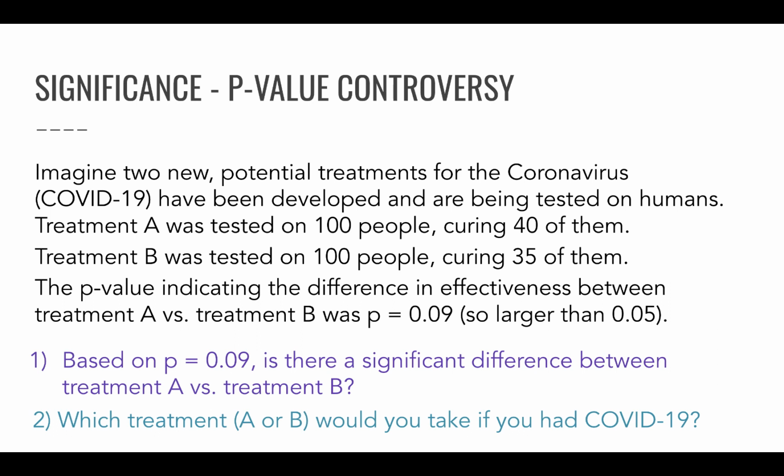So it's really controversial how we rely on this binary cutoff point, P being 0.05 as the cutoff point, higher being non-significant, lower being significant. Whereas when we ask what it applies to us, we would be more inclined to go for one or the other, even though we know that statistically there is no significant difference.